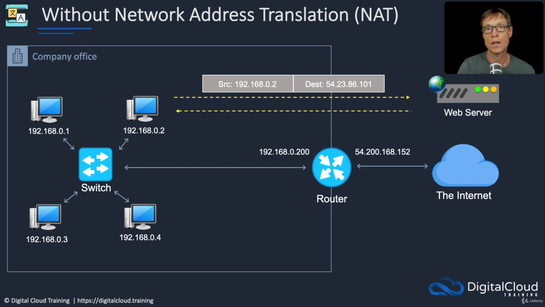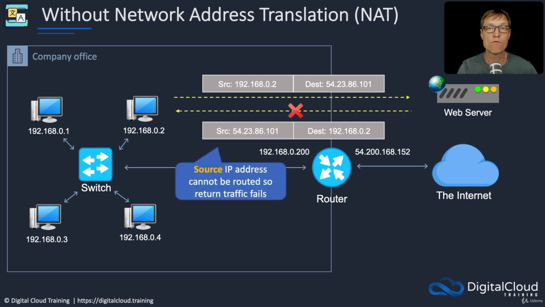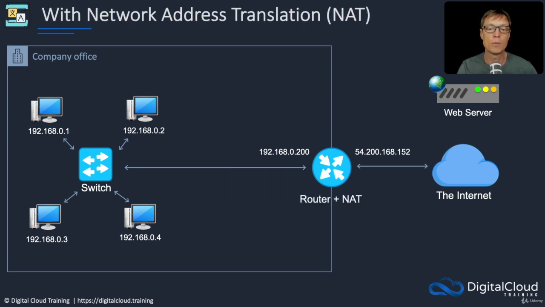Now, if the communication did get received and was responded to, then what would happen is it would fail on the way back, because the return address would have a destination of 192.168.0.2. That address is not able to be routed on the internet, which means no internet router is going to know where to send that data. So it will just get dropped. That definitely doesn't work, so we have to find a way around this situation. And that's where network address translation comes in.